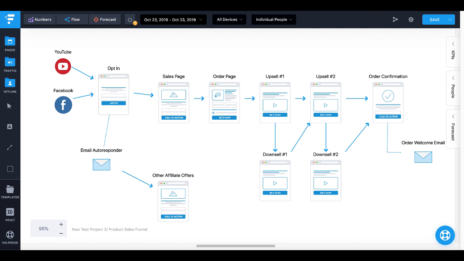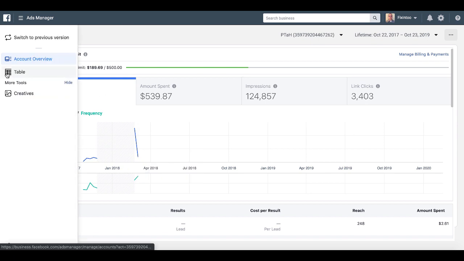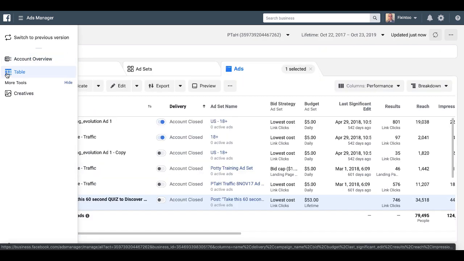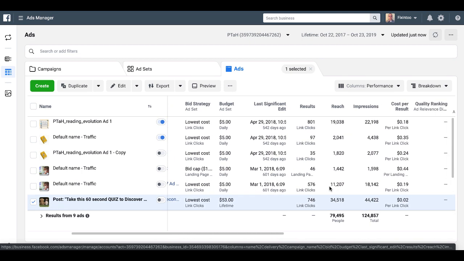So now let's take a look at the Facebook ads and see what the issue was. So as you can see, I had some reach here, almost 80,000 people. I spent $539.87. And you can see all the clicks and everything. And then we'll even hop over to the table. And you can see here that inside this, I had the quiz right here, all that running. And you can see that I was getting clicks and reach and impressions.